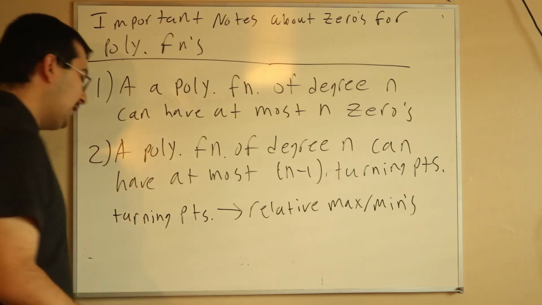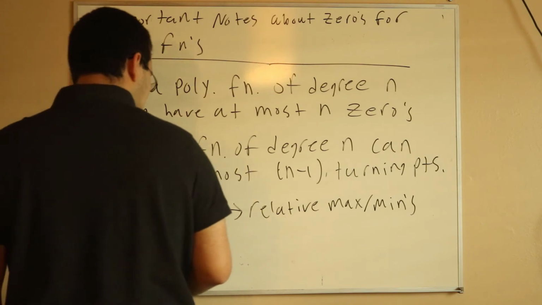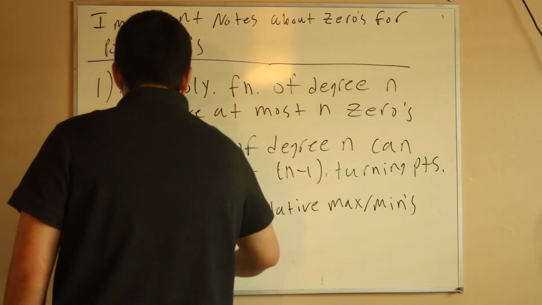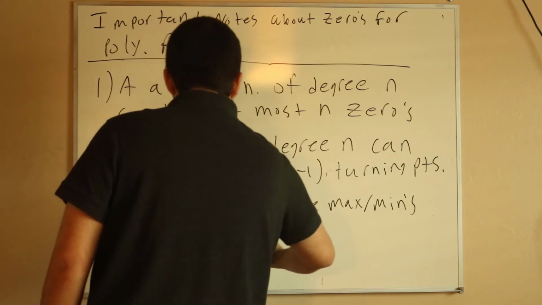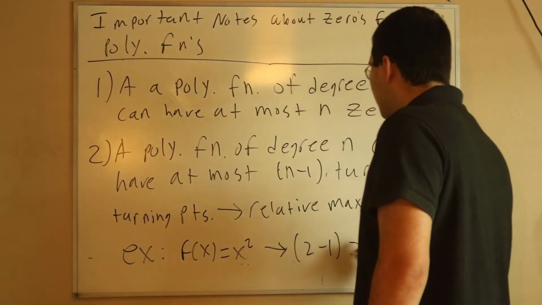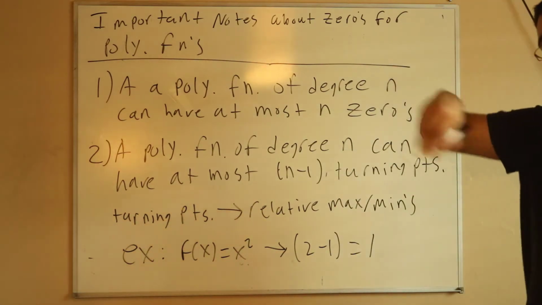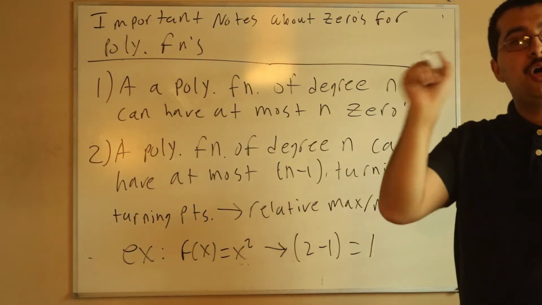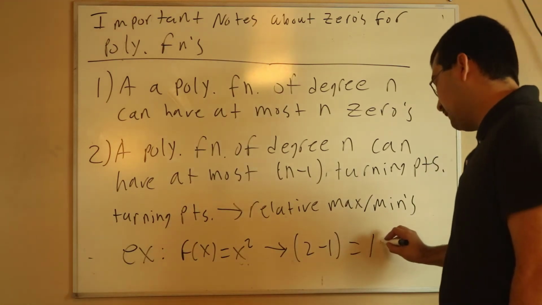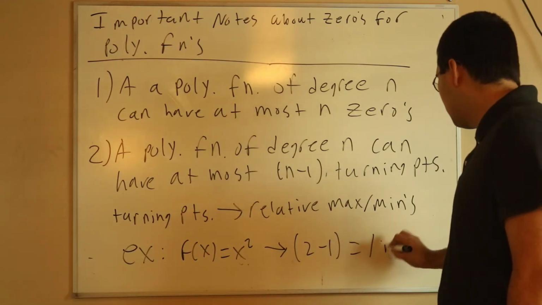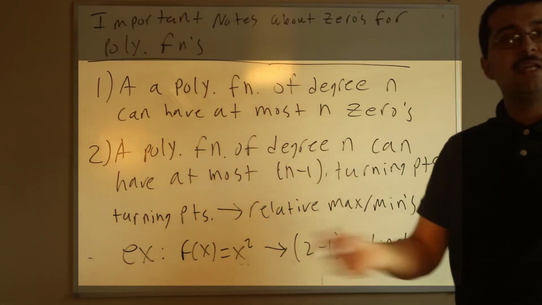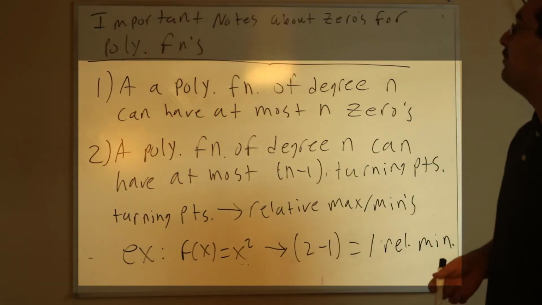Okay? A quick example, just to illustrate. If we consider x squared, the function f of x equals x squared, right? The degree is 2, so 2 minus 1 is 1. And indeed, if we visualize that parabola, there is 1 relative minimum. We'll only have 1 turning point, 1 relative min. Okay, so here are 2 important notes about zeros.